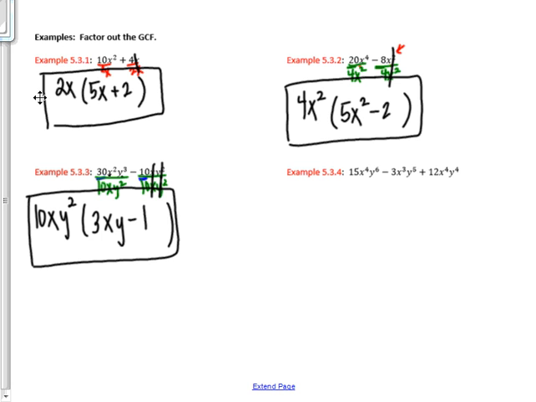And here, let's look. Alright, 3 terms. So 15, 3, and 12. What's the biggest number that goes into 15, 3, and 12 besides 1? It's 3. Alright, they all have x's. 4, 3, and 4. I can take out the smallest amount, so 3. And they all have y's. 6, 5, and 4, so I can take out 4. Alright, so let's take that away from everybody. So divide everybody by 3, x to the third, y to the fourth.